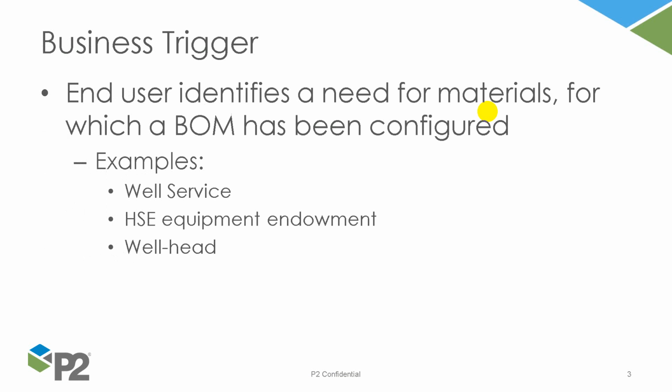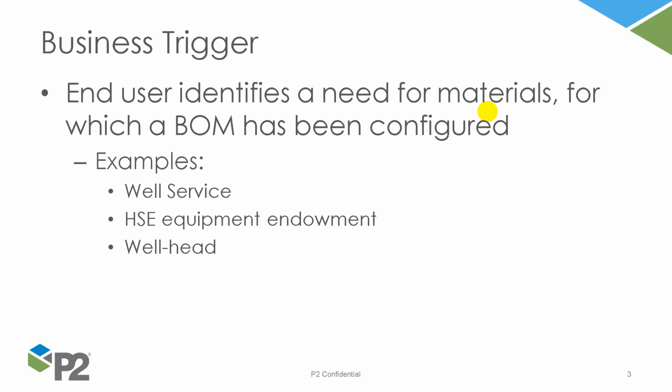So what triggers the need for this material requisition entry using a bill of materials is when an end user identifies that materials are needed and for which a bill of materials has been configured. Cases where this may be used would be, for example, a well service, an HSE equipment endowment, and maybe also setting up a wellhead. So what these things have in common is that when a request for this comes in, usually the same set of materials may be needed, right?